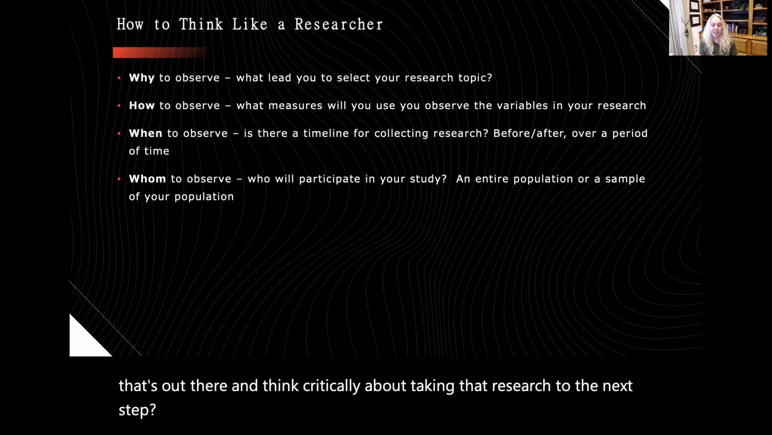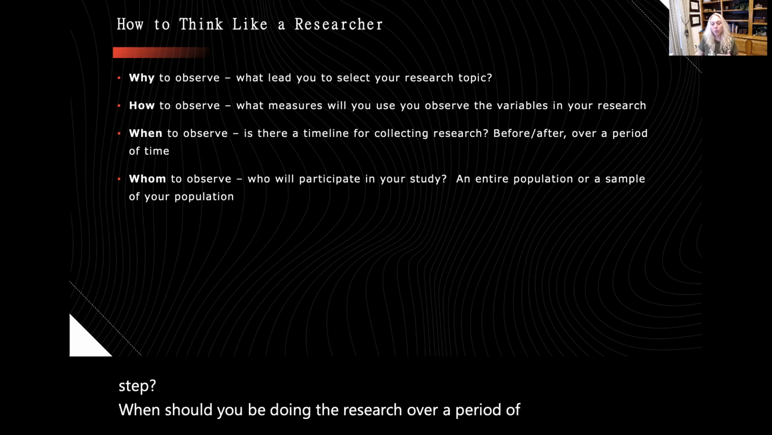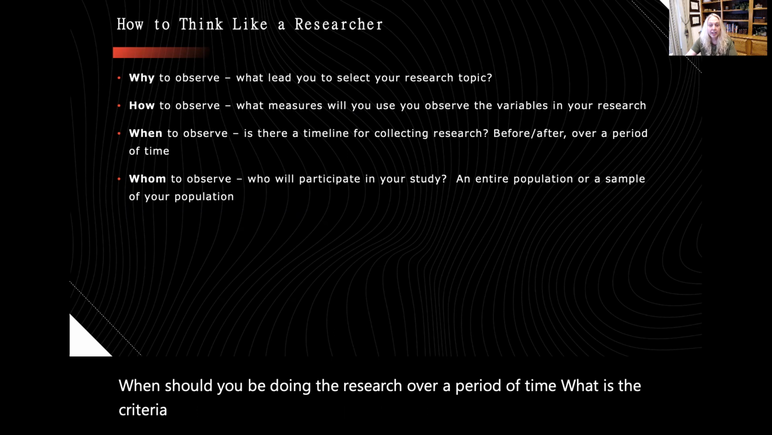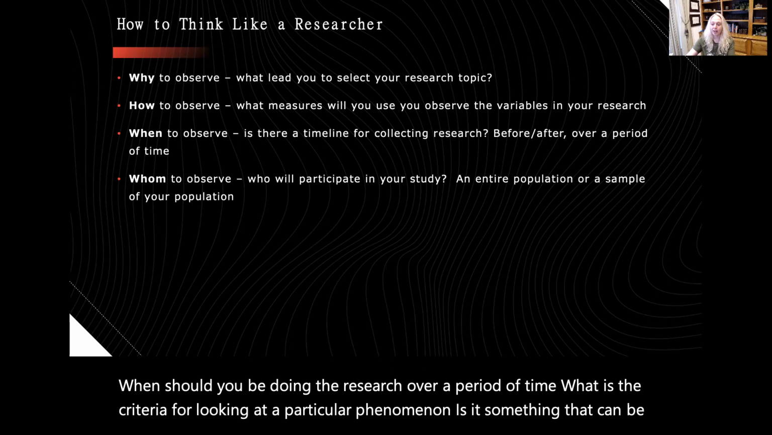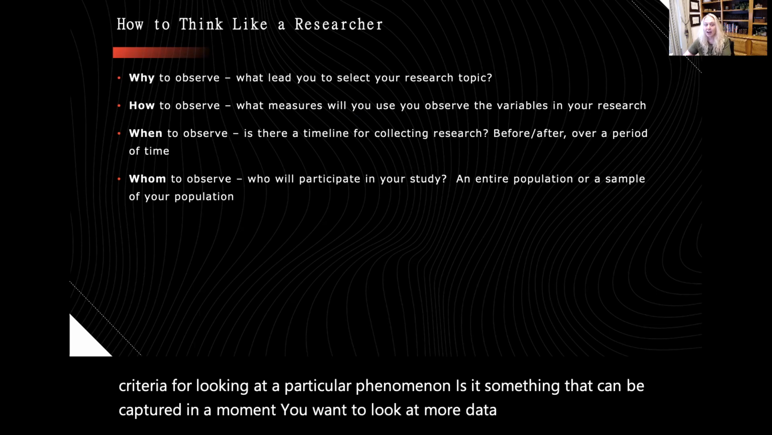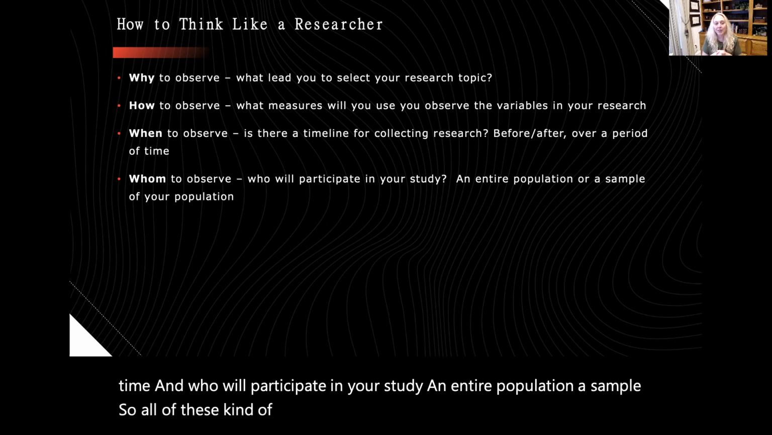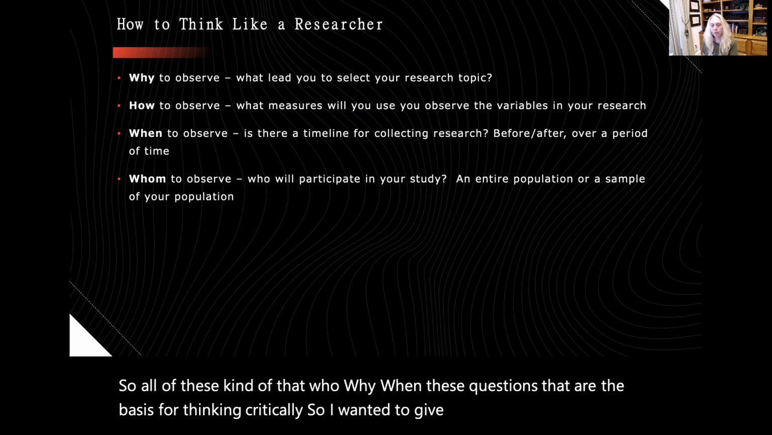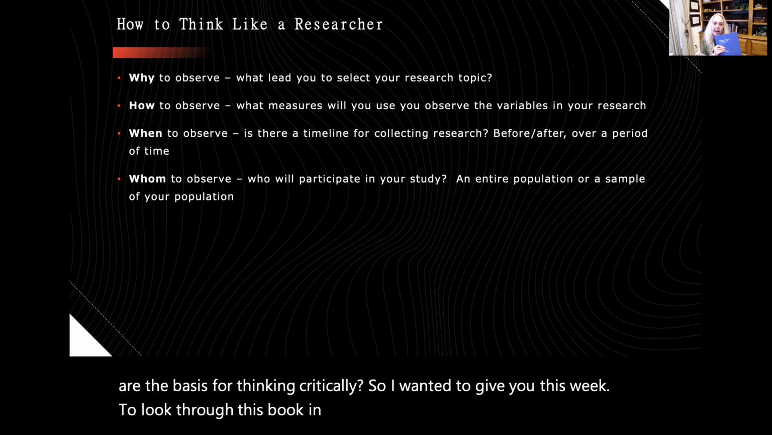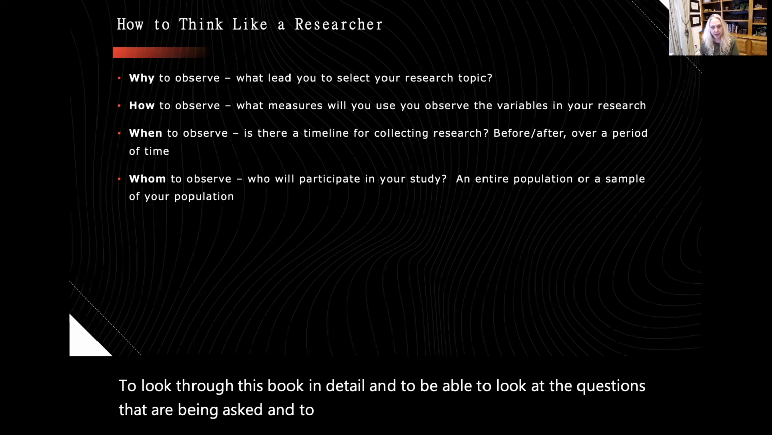When should you be doing the research? Over a period of time? What is the criteria for looking at a particular phenomenon? Is it something that can be captured in a moment? Do you want to look at more data over a passage of time? And who will participate in your study? An entire population, a sample. So all of these, it's kind of that who, why, how, when, these questions that are the basis for thinking critically. So I wanted to give you this week to look through this book in detail and to be able to look at the questions that are being asked and to begin to ask them for yourself.